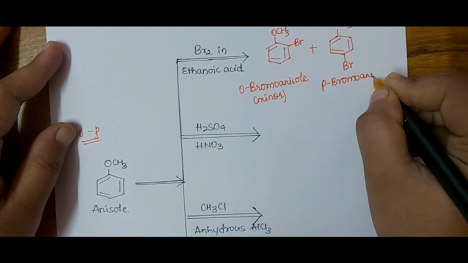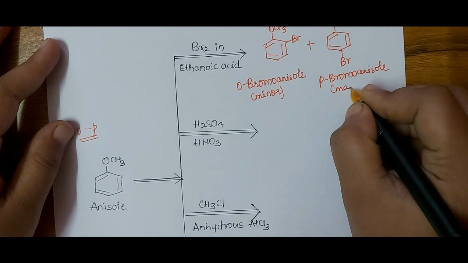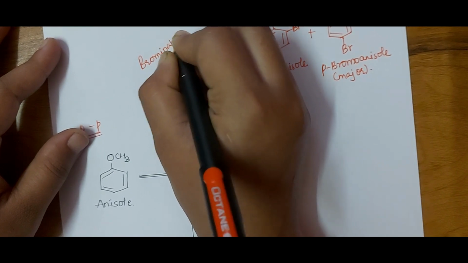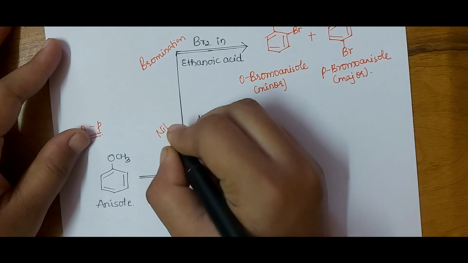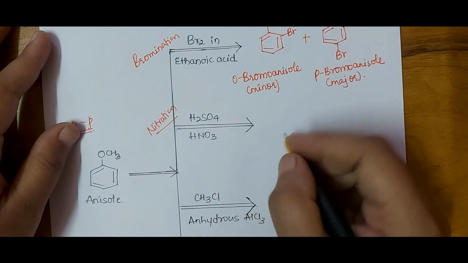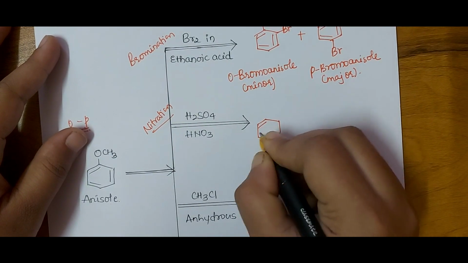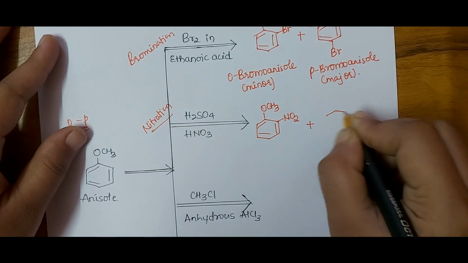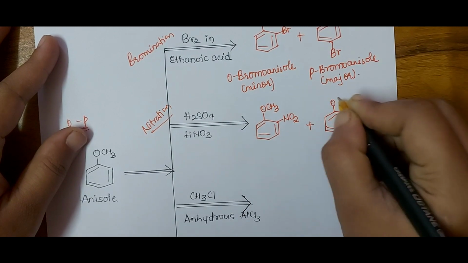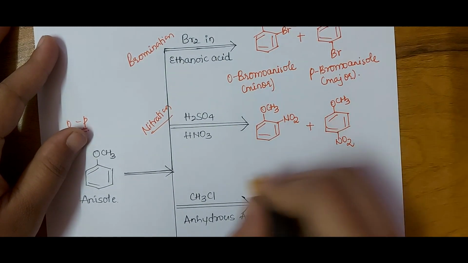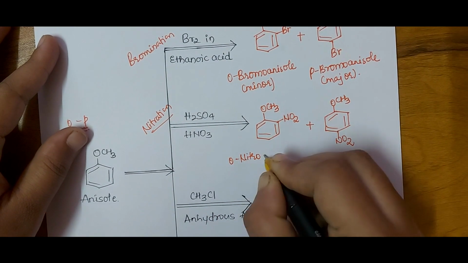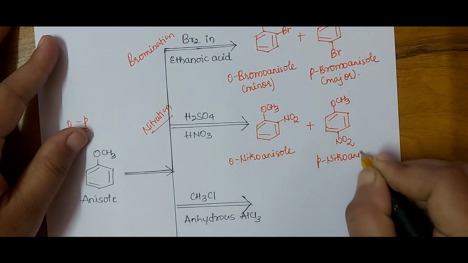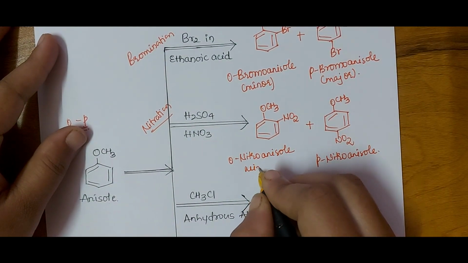Whenever you get a mixture of two different products, ortho and para-bromoanisole, one is minor and another is major. This is the bromination reaction. Next, we'll go with the nitration reaction. In nitration, we see that the nitrating mixture, H2SO4 and HNO3, is used, and here also you get a mixture of two different products: ortho-nitroanisole and para-nitroanisole. Ortho-nitroanisole is obtained in minor amount, and para-nitroanisole will be the major product.